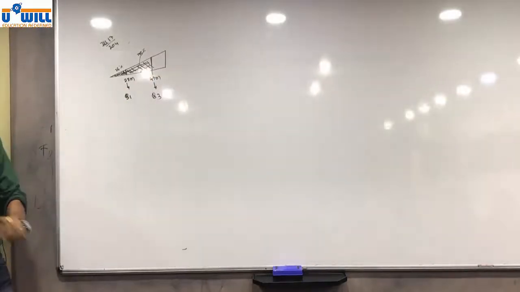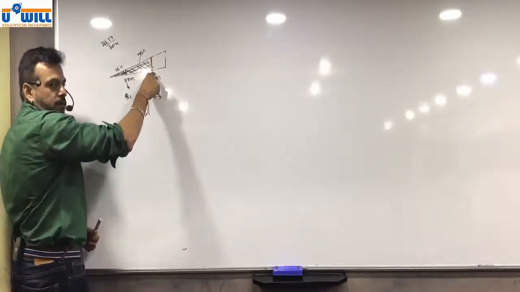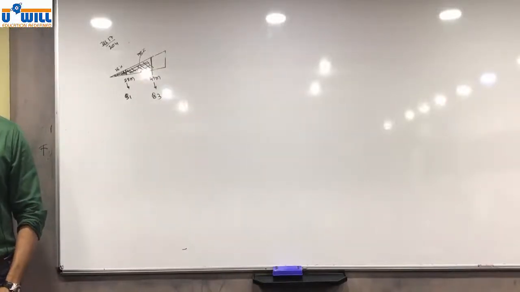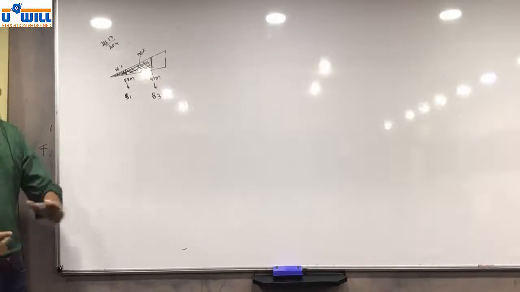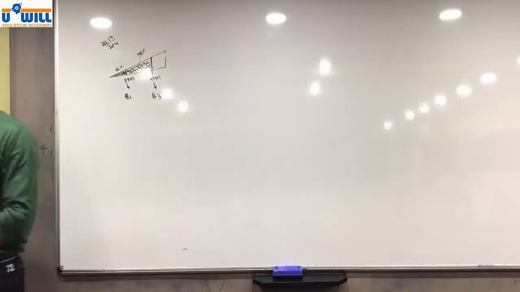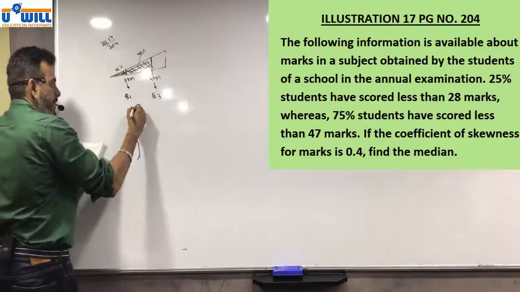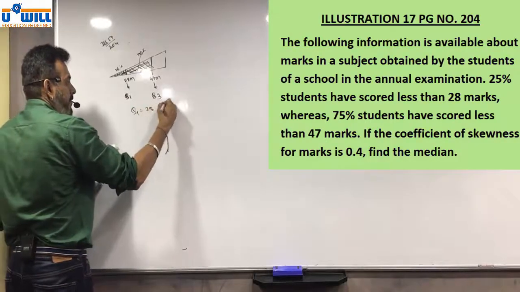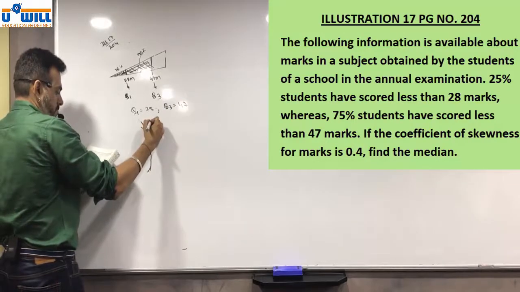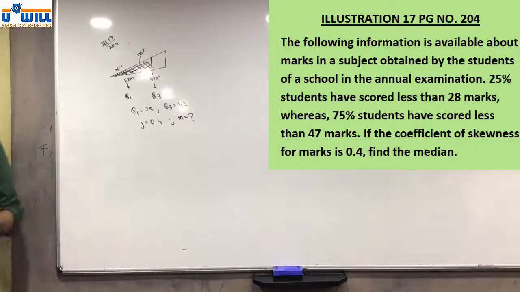Understood this? Can I say these 25% students have scored more than 47 marks? This is how the concept is. Okay? If there is confusion in the exam, then remember Q1 will be the lowest and Q3 will be the highest. Okay, what is given coefficient? So J. So we write first Q1 is 28, Q3 is equal to 47, J is equal to 0.4. We have to find the median.